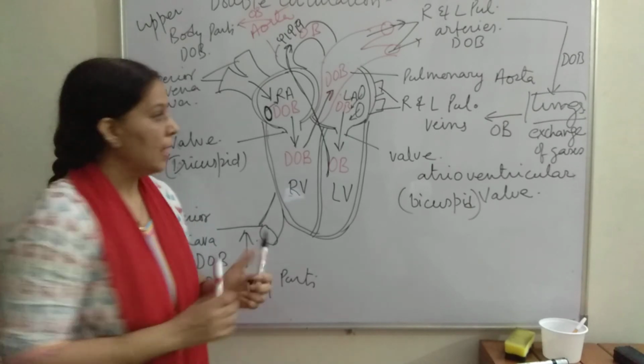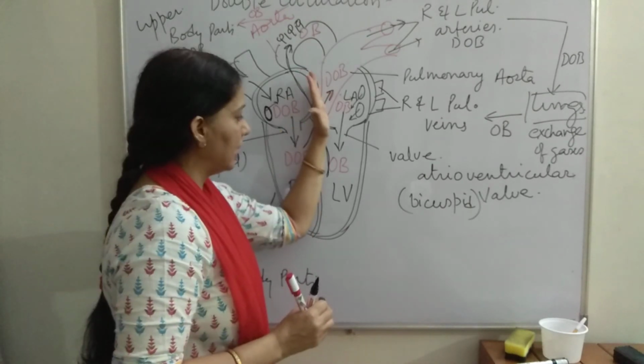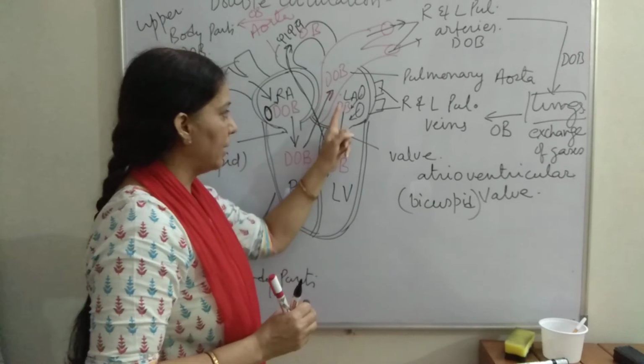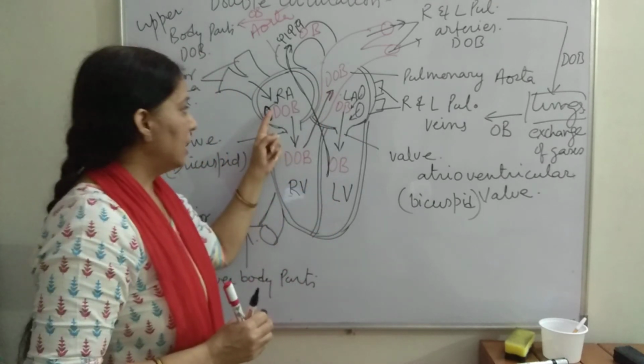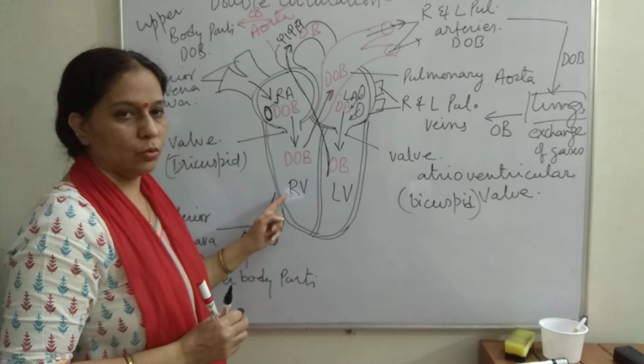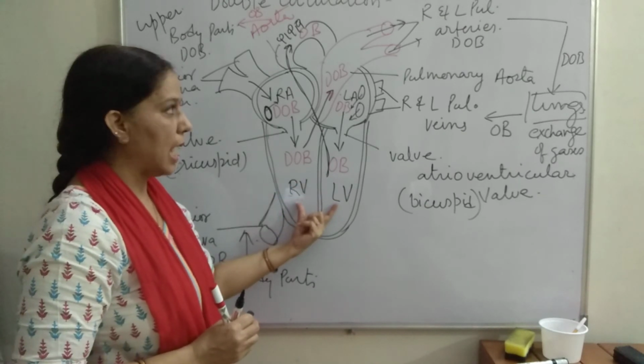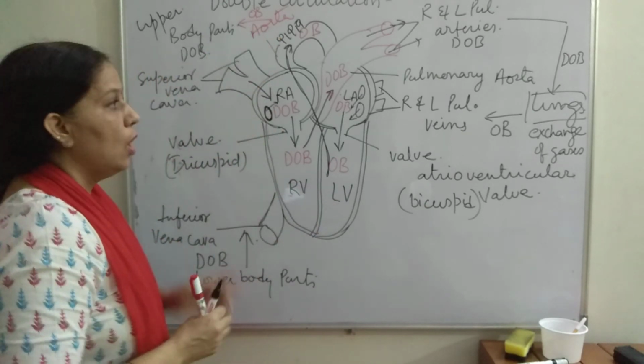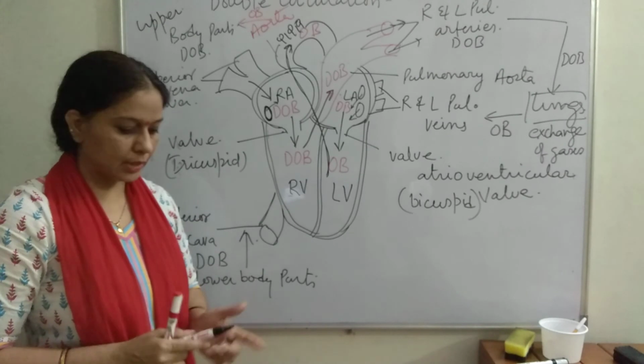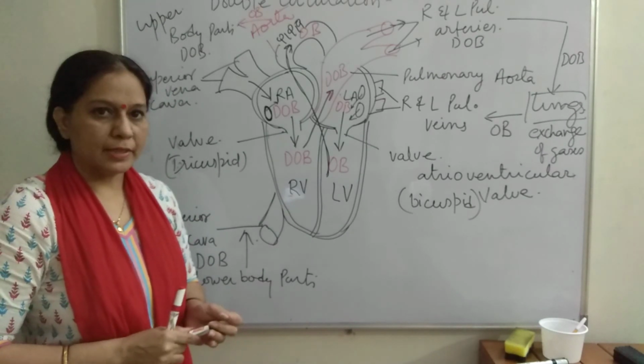This is how oxygenated blood and deoxygenated blood are completely separated: oxygenated in the left chambers and deoxygenated in the right chambers. They do not mix. They are flowing twice through the heart and supplied once to all parts of the body. This type of circulation is called double circulation.